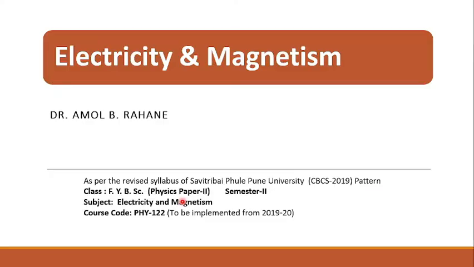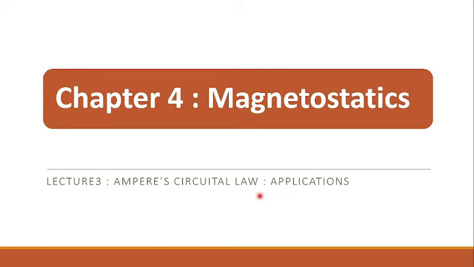Hello students, welcome to the course Electricity and Magnetism for FYBSc Physics Paper 2 Semester 2 as per the revised syllabus of Savitribai Phule Pune University CBCS 2019 pattern. So we are studying our fourth chapter, Magnetostatics. In this lecture we will study Ampere's circuital law and its various applications.